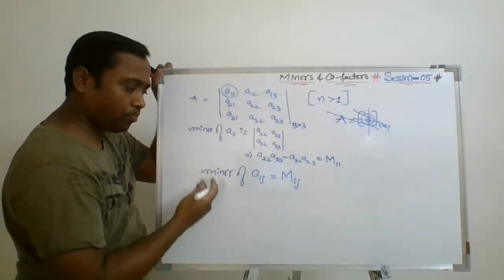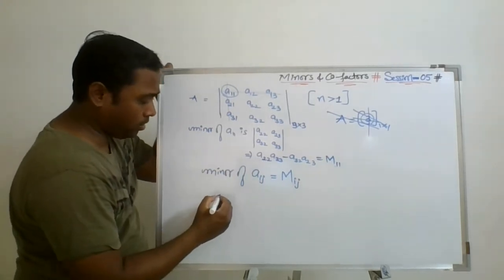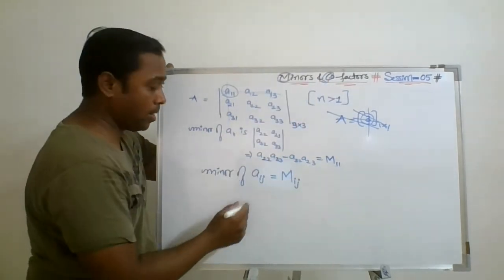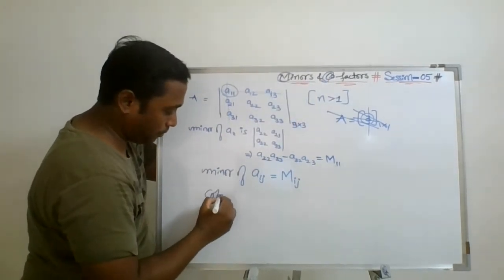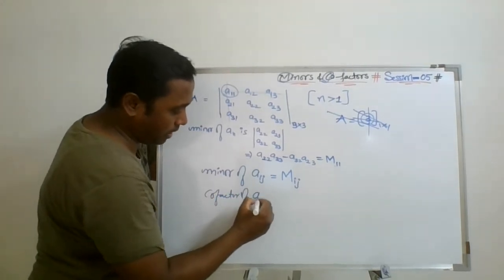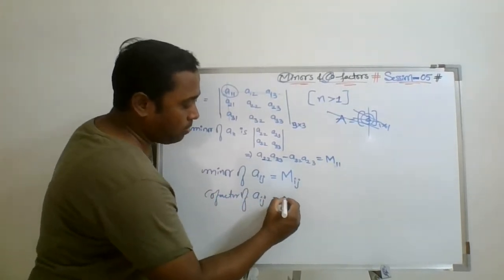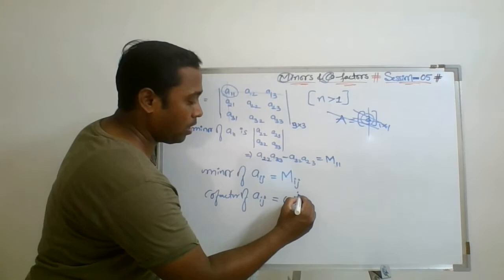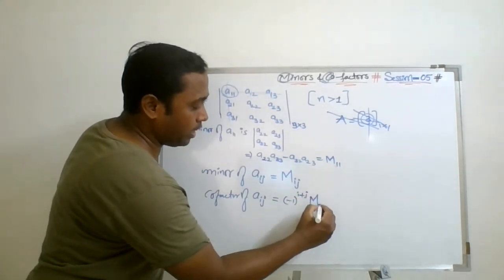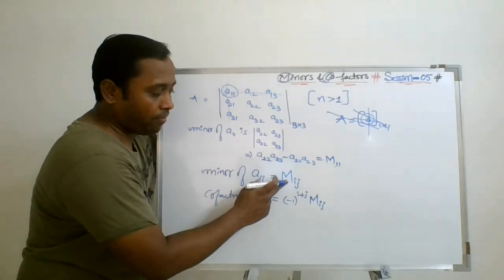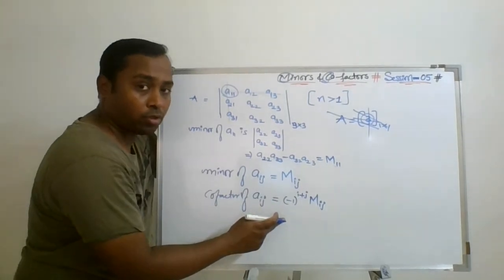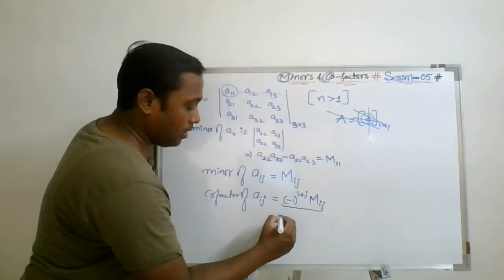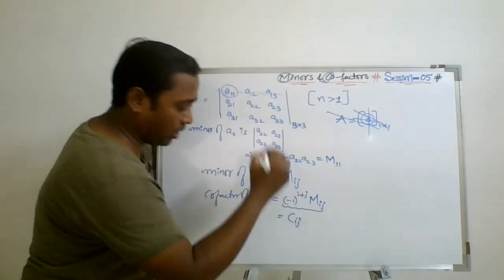What is a cofactor? The cofactor is represented by Cij, the first letters of the word. The cofactor of the element Aij is simply the minor multiplied by its position sign, minus 1 to the power of i plus j, into Mij. Means if the minor is multiplied by its position sign, it's called a cofactor, and the value we get here is called Cij.